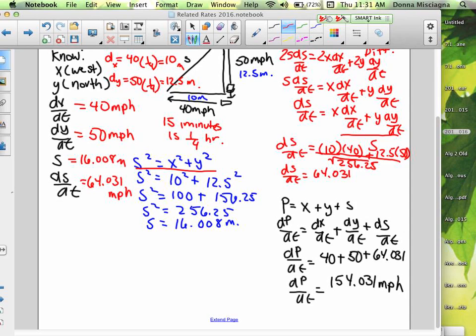Okay? So hopefully this is just another problem involving a right triangle. You'll definitely see some perimeter problems, and really it just uses all the things that you've already been working with.